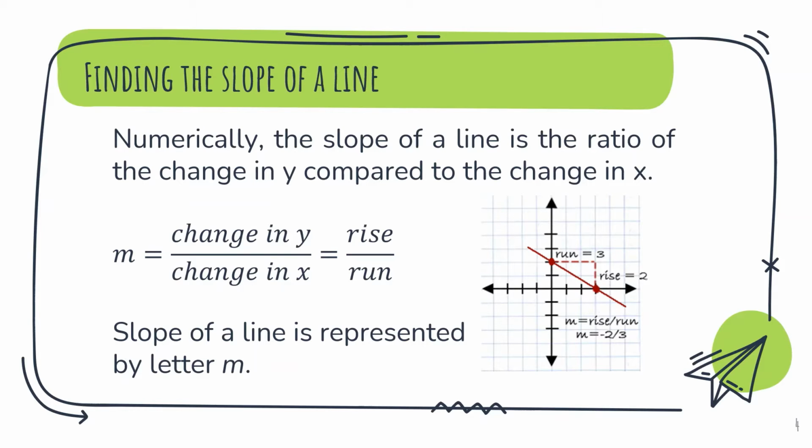So how are you going to find the slope of a line? Numerically, the slope of a line is the ratio of the change in y compared to the change in x. Or if we are going to write this as a formula, that is going to be m is equal to change in y over change in x, or rise over run. The slope of a line there is being represented by letter m.